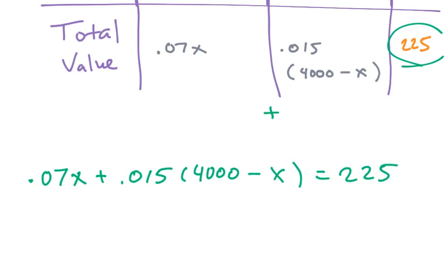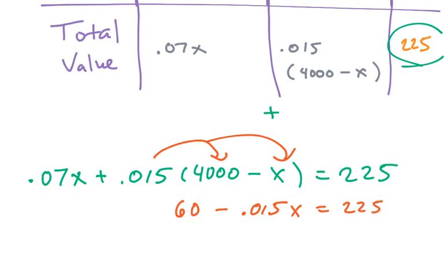Again, if you want to, you can multiply through by 1,000 to get rid of the fractions. You would most likely in a situation like this always be asked to use a calculator to solve it, so I'm not going to stress over these. I'm just going to distribute this and type it in the calculator. So for the first part, I'm going to end up getting 60 minus 0.015x equals 225, and we still have the 0.07x here.